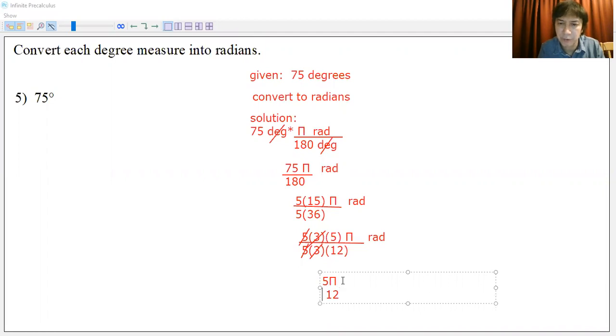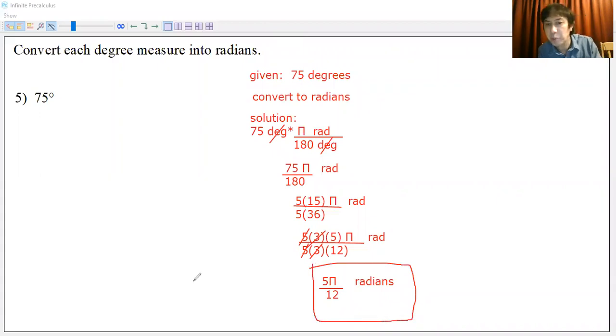This is of course in radians, and we put the fraction symbol there. So this will describe our final answer expressed in pi. This is 5 pi over 12 radians. We can verify that from the computer. There, it's 5 pi over 12.